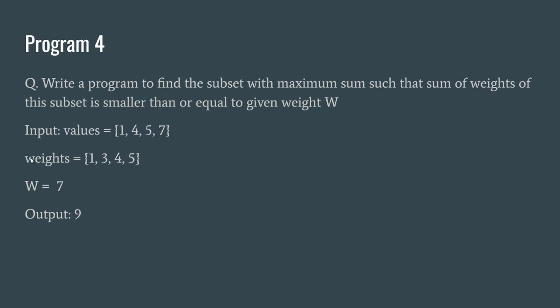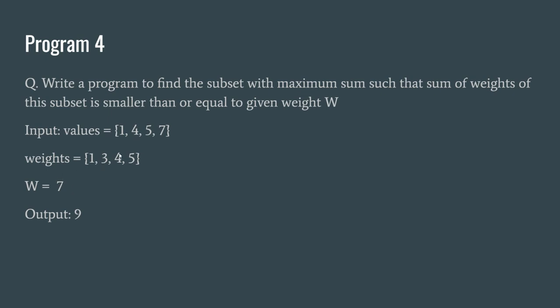What is the question? You are given weights. Weights are 1, 3, 4, 5. You are given values. Values are 1, 4, 5, 7. And the total weight. Why is this known as the 0-1 knapsack problem? Because you are given a sack in which the total weight should be 7. It can accommodate only 7. It can be 7 kg, 7 ton, 7 gram, anything. But numerically speaking, it is only 7.